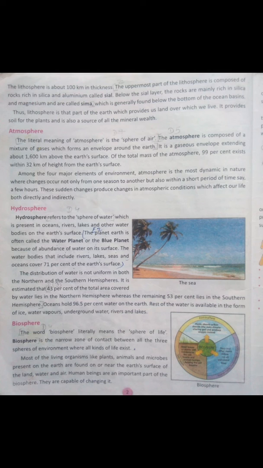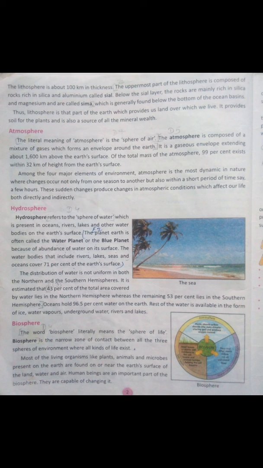Then what is biosphere? The word biosphere literally means the sphere of life. जहाँ लाइफ पॉसिबिलिटी है उसको बायोस्फीयर बोला जाता है. Biosphere is the narrow zone of contact between all the three spheres of environment where all kinds of life exist. So life exists only in a zone where land, water and air contact each other, and this domain or area is called the biosphere, and this makes the earth a unique planet system.